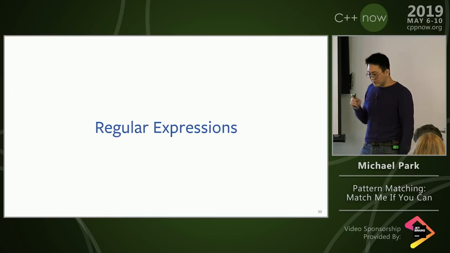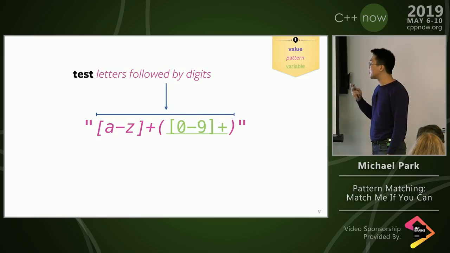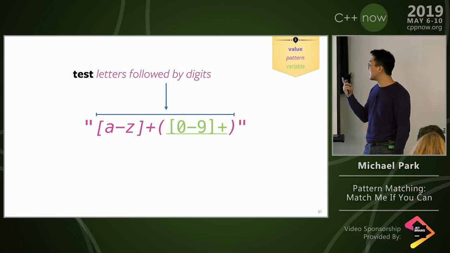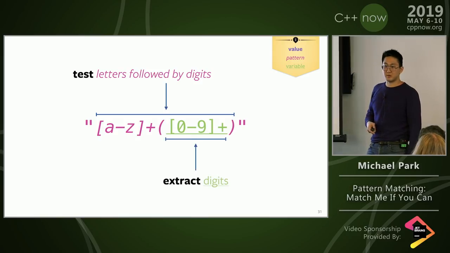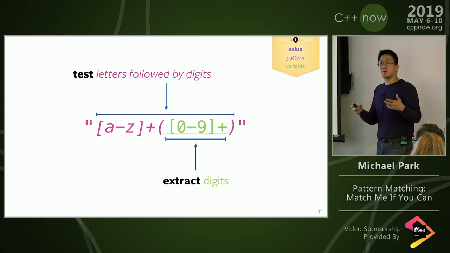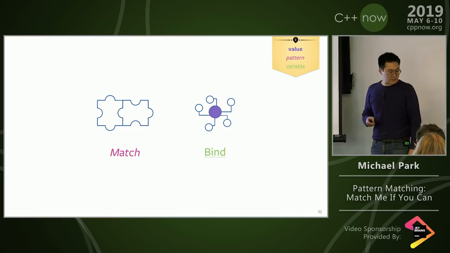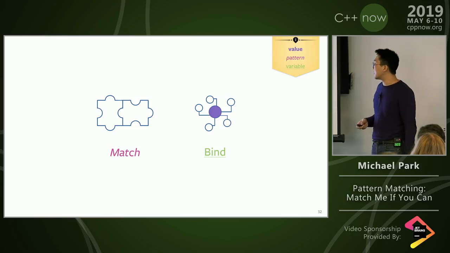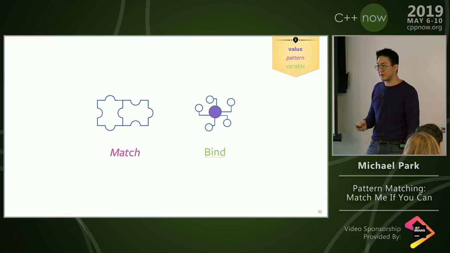That might remind you of something that happens in regular expressions, right? If you have a regular expression like this, there are two things happening. One is testing for the string that we're looking for, and the other is extracting the portion that you want, which happens with the parentheses. In this view, you can look at pattern matching as a generalization of regex, right? And this is just a summary of what patterns are all about. It matches and it binds. The binding happens with getting access to pieces of the value that you've matched, right?